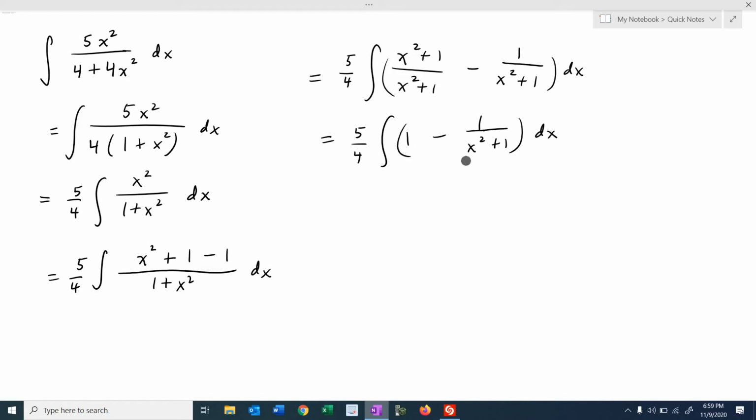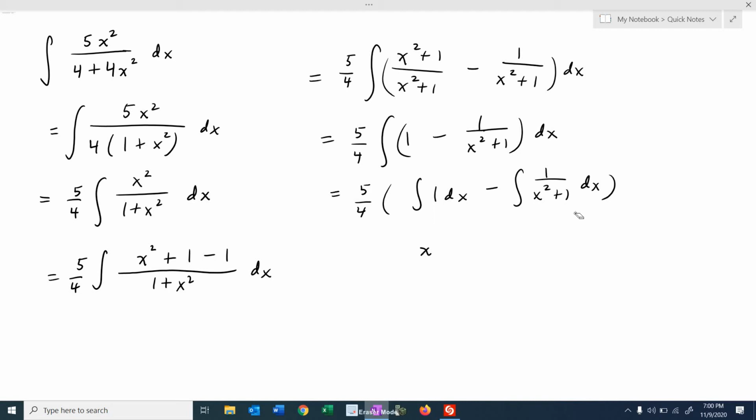And now we can break this antiderivative up across subtraction. So it's the antiderivative of 1 minus the antiderivative of 1 over x squared plus 1. Then all of that would be multiplied by this constant 5/4. Okay, so let's find this antiderivative first. Well, the antiderivative of 1 with respect to x is just x. And that's because the derivative of x with respect to x is actually 1. Right? And so that means the antiderivative of 1 with respect to x must be x.